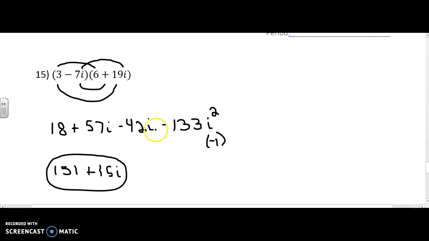Also remember that after you FOIL, it's not like a quadratic where you just combine these together and you're good to go. You also have this i squared over here, which becomes -1. So you have to remember to actually multiply that number by -1 and then combine it with the first term. In this case, I get a positive 133. I add 18, I get 151. And then I add these together, I get plus 15i.